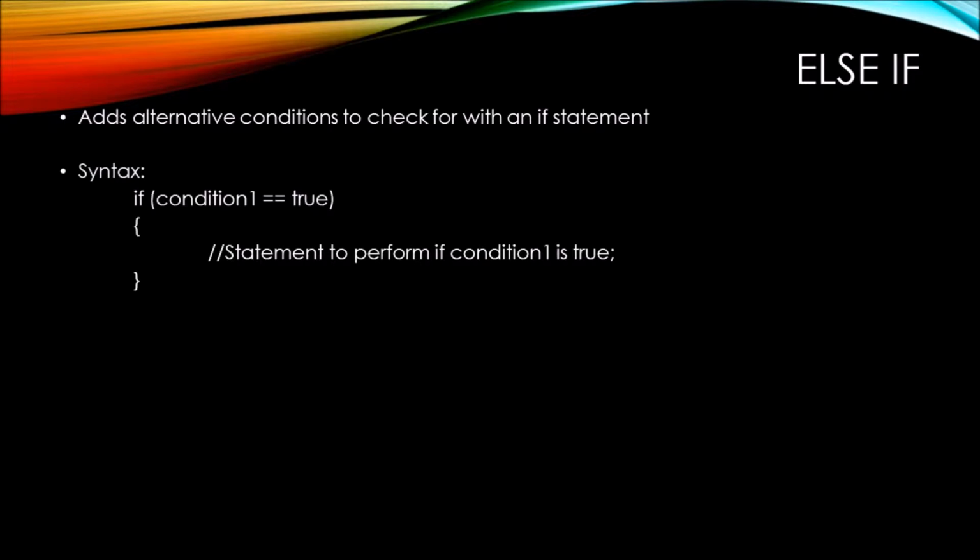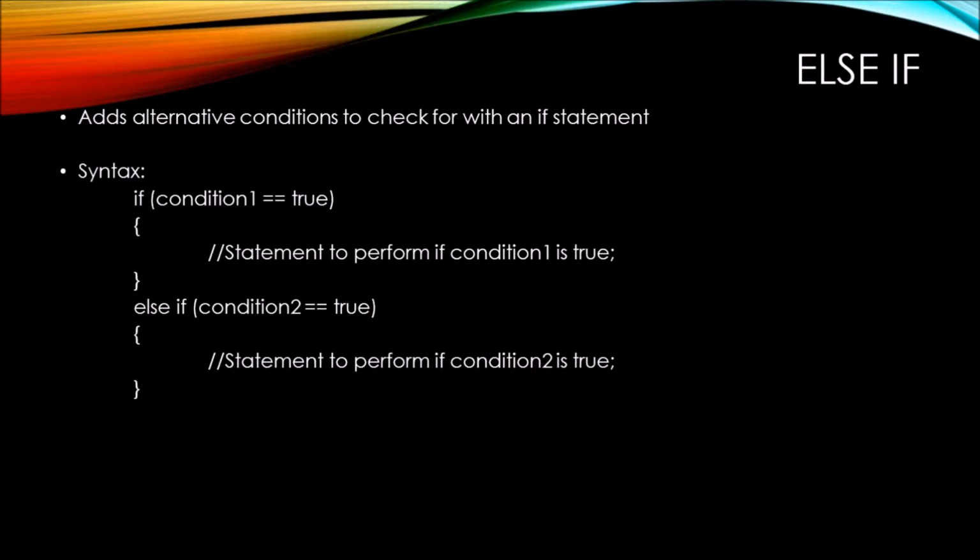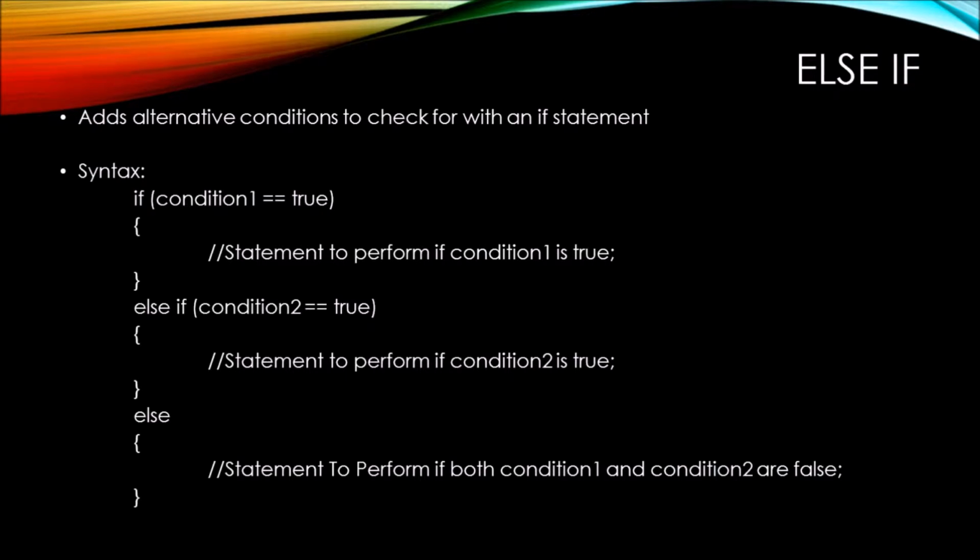First, we have our if statement, where we have a condition that if it's true, then we perform the statement within the if scope. Then we have the else-if statement, and the else-if statement adds an additional condition where if it returns a true value, then perform whatever is inside of the else-if scope. Then finally, we have the optional else statement, where if neither the first nor second condition is true, then perform what's inside the else scope.